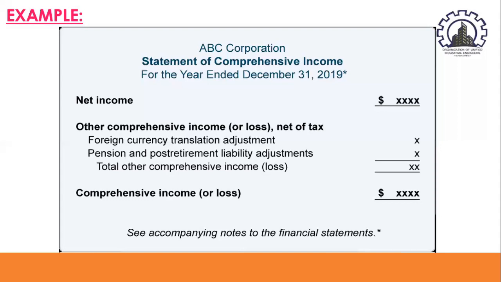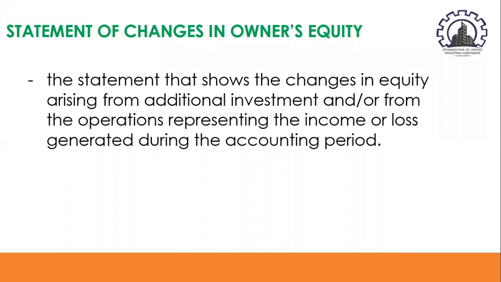Okay, so in this case, we are seeing here information in regards to foreign currency translation adjustment. We also have pension and post-retirement liability adjustments, and information like these are also included in the statement of comprehensive income, and that is why it is called Statement of Comprehensive Income. And next, we have Statement of Changes in Owner's Equity.